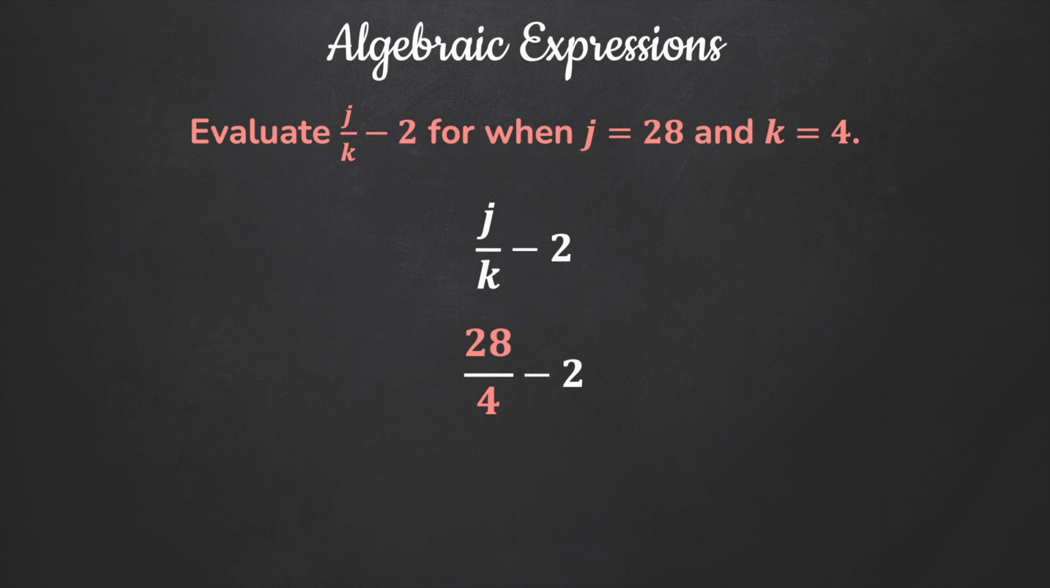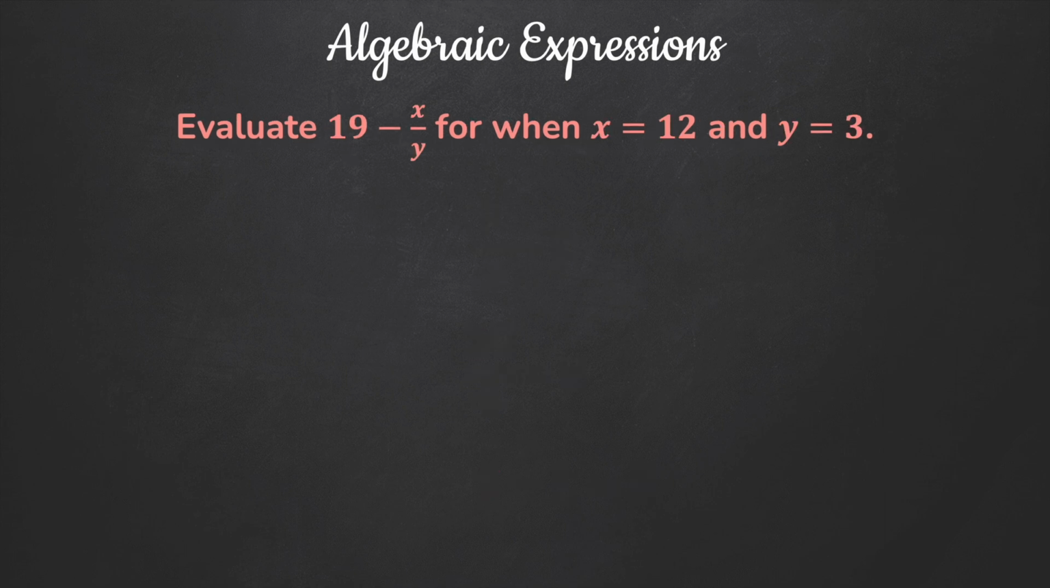Here, we have division and subtraction, but according to order of operations, we're going to divide first before we subtract. So 28 divided by 4 is equal to 7, and 7 minus 2 is equal to 5.